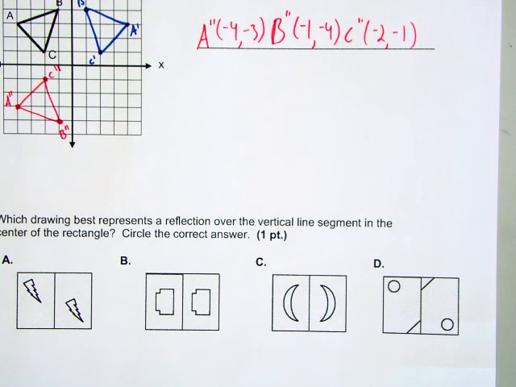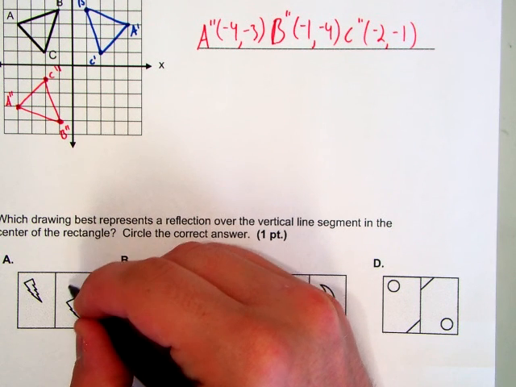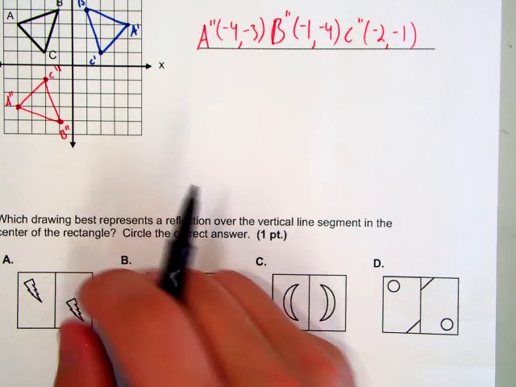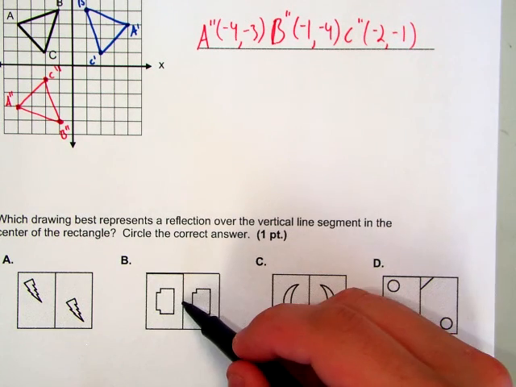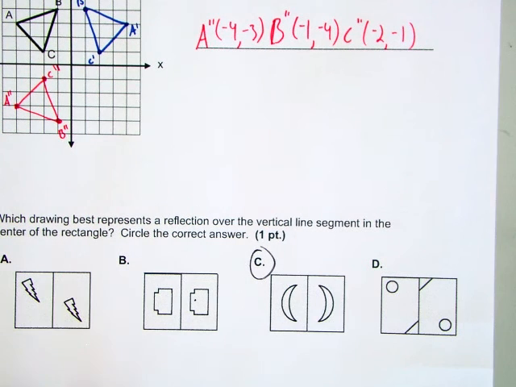Number 5, which one represents a reflection over a vertical line segment? That'd be letter C. If it were A, the lightning bolt would have to be closer to the top here, and flipped around. This one would have to be flipped around. C is the correct answer.